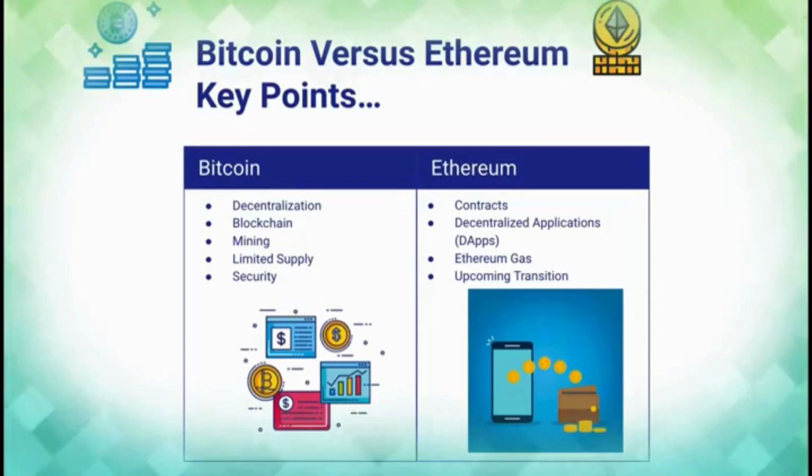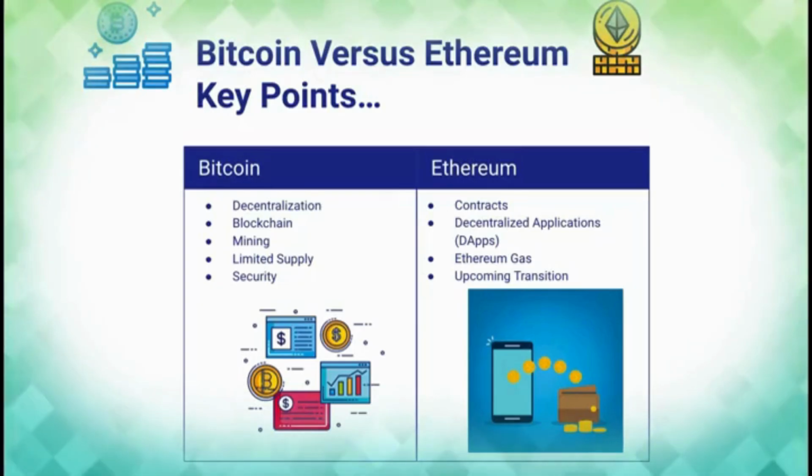Imagine Alice wants to create a decentralized prediction market app on Ethereum. She writes the terms of the prediction market into a smart contract. Users can then participate by placing bets using Ether. The smart contract automatically calculates winners based on the outcome, distributing rewards accordingly, all without any centralized intermediary.